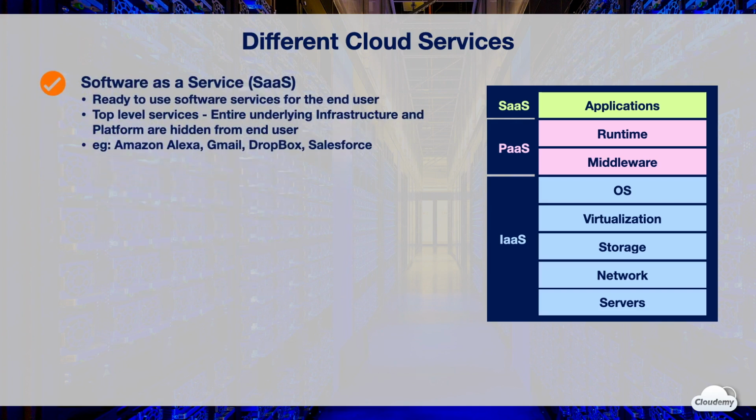SaaS is the software service in the cloud ready for the end users to use. The end users cannot see the underlying platform and infrastructure. For instance, services like Amazon Alexa, Gmail, Dropbox, and Salesforce are SaaS.